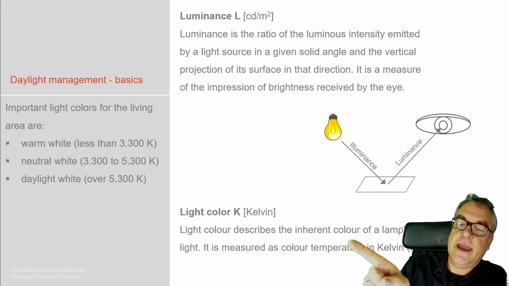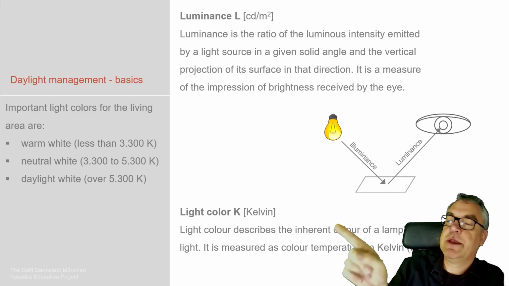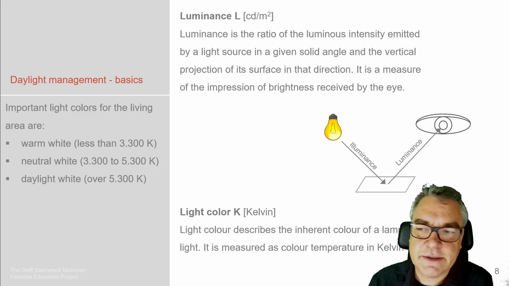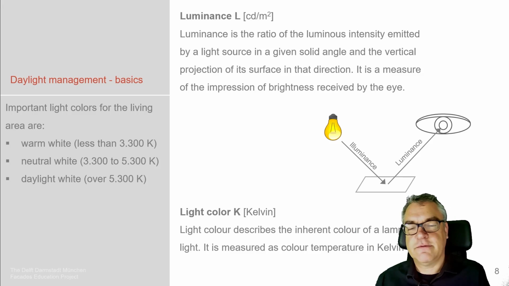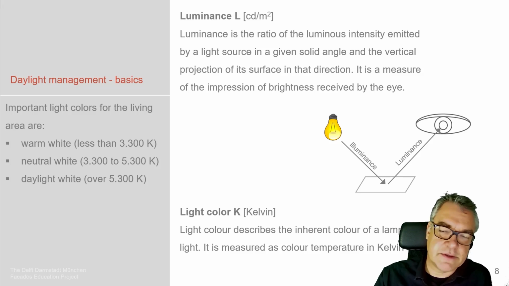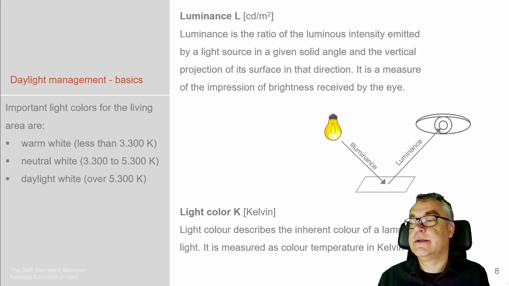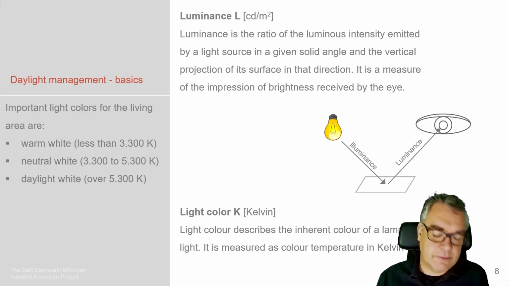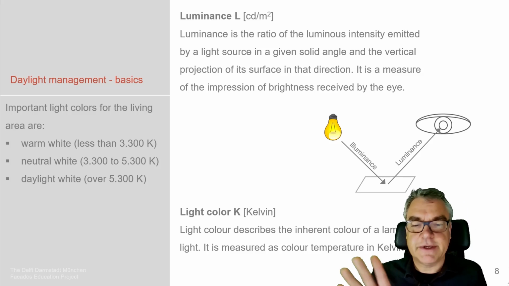Then we need to define the light colors. Light colors you see on the left side: a warm white, less than 3300 Kelvin, the neutral white 3300 to 5000 Kelvin, and then the bright daylight white, which is above 5300, which is actually quite bright as a color.